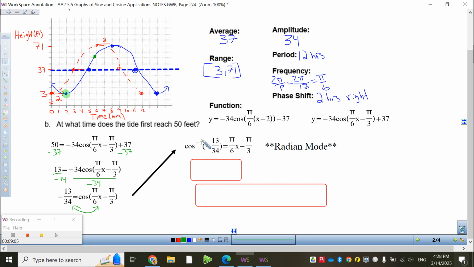Okay? Now, I'd like you to plug in this value on your calculator. And when you plug in this value, let's double check this, I'm going to do inverse cosine. Make sure you're in radian mode. Okay, inverse cosine of negative 13 over 34. And I get a value of approximately 1.96. Okay? So over here, we get 1.96 equals what we have on the right here, which is pi over 6x minus pi over 3. Okay, so now this is a little bit weird, but we just need to solve for x.